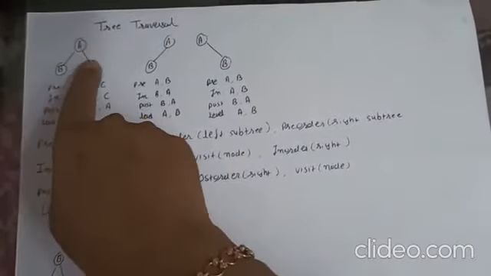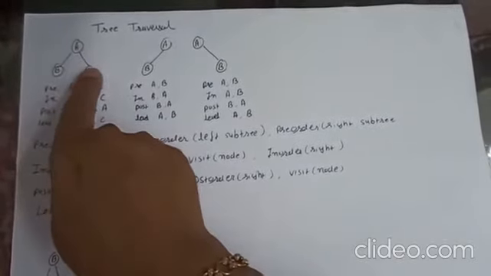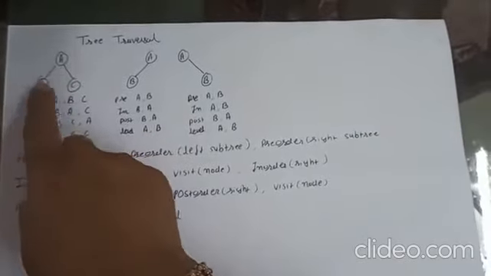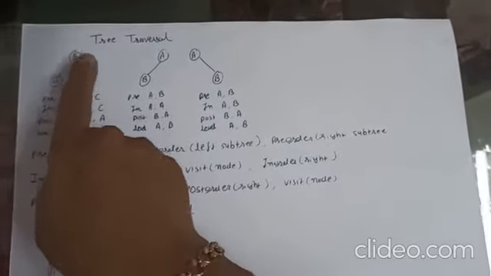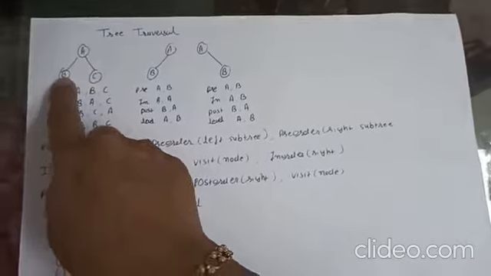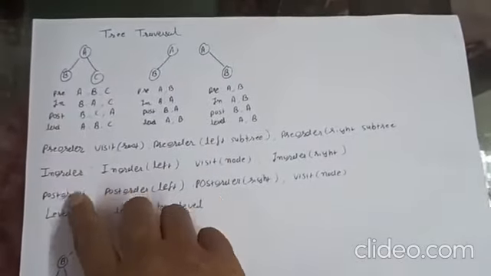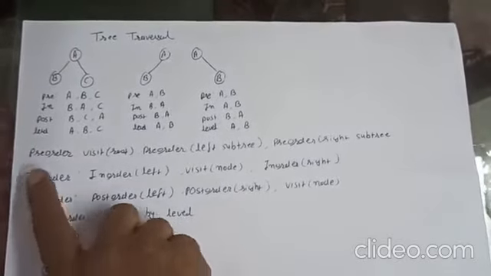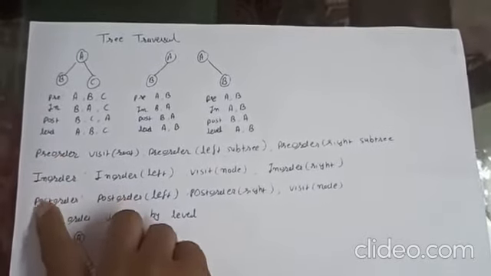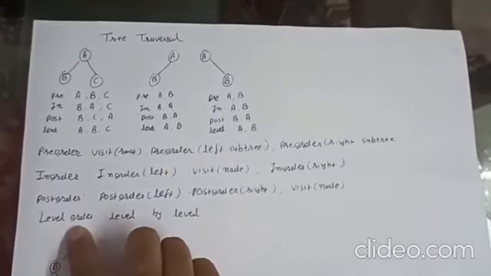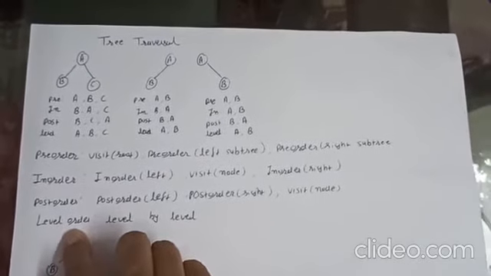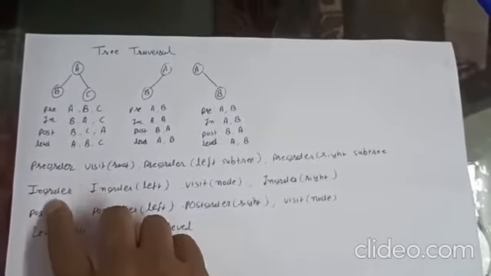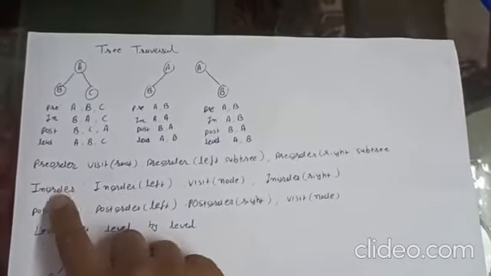This tree contains 3 nodes: A, B and C. So which node should I visit first? Whether it is A first, then B and then C, or C first and then A and then B. So there are 4 different types of traversal techniques in a tree data structure: pre-order, in-order, post-order and level order. Our focus in this subject will be on these 3 types of traversal: pre-order, in-order and post-order.